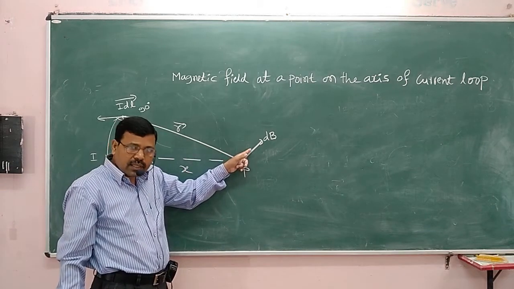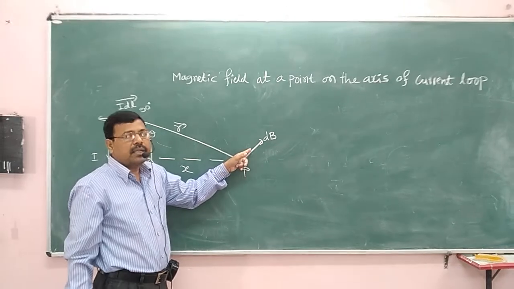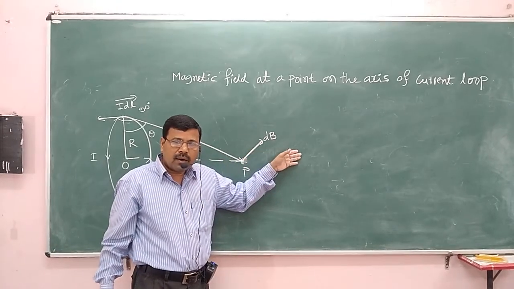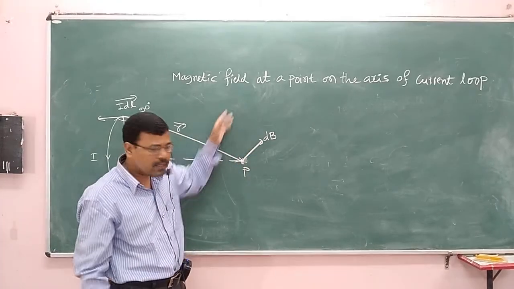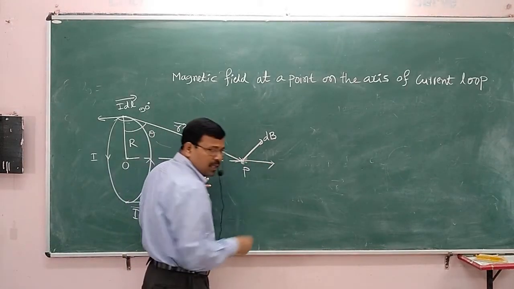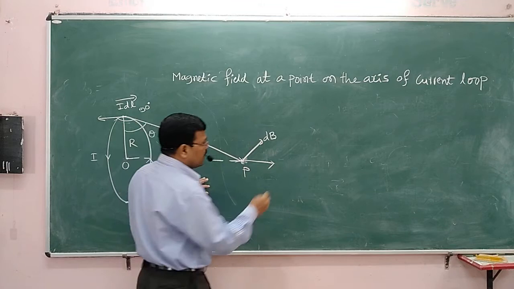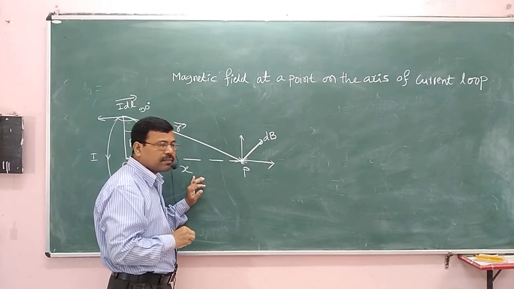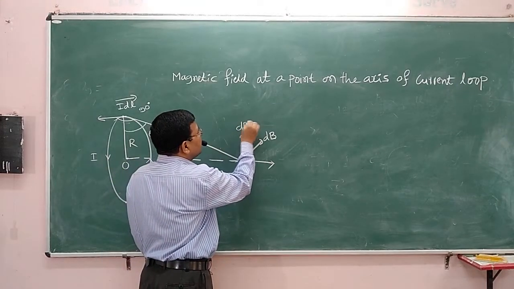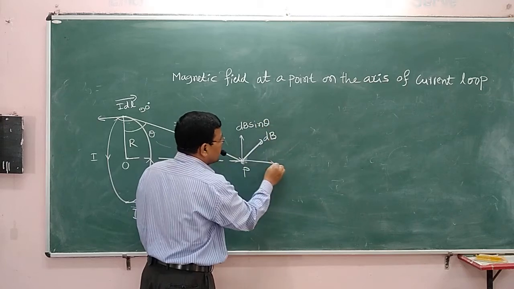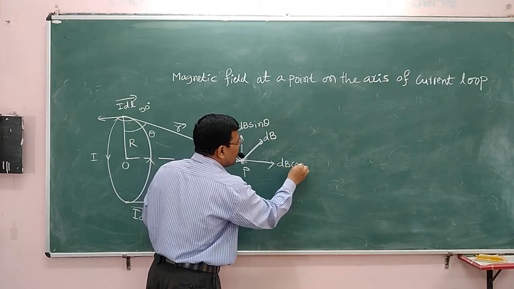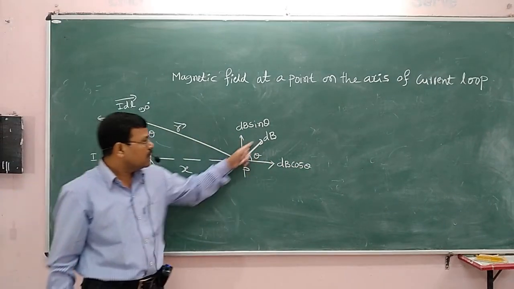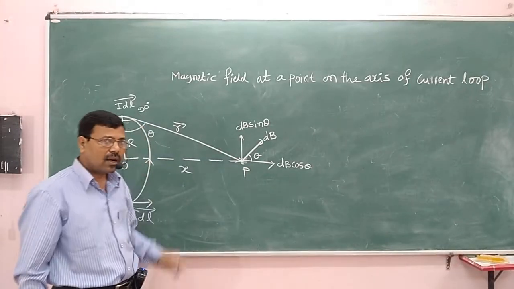Since this is a vector and it is lying in the plane, it can be resolved into 2 components, along the x-axis and along the y-axis. This is called the parallel component of the magnetic field, and this is called the perpendicular component of the magnetic field. This is dB sin theta, and this is dB cos theta, and this theta is the angle between dB and dB cos theta.